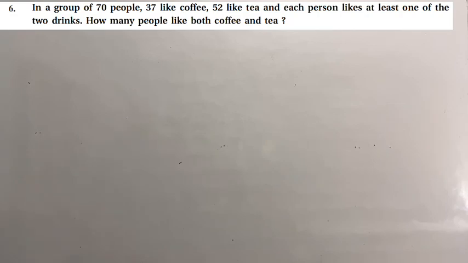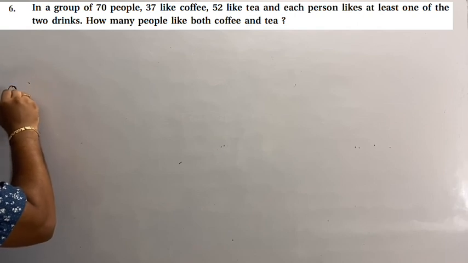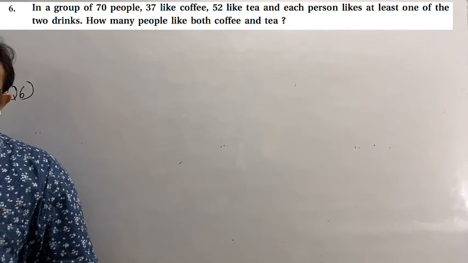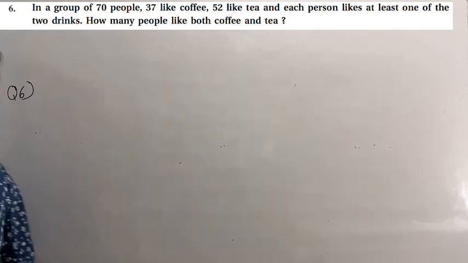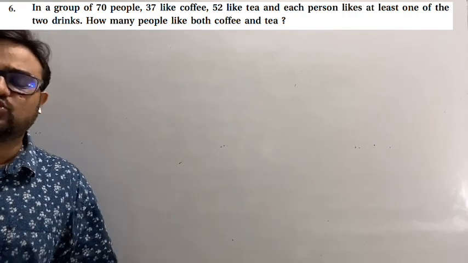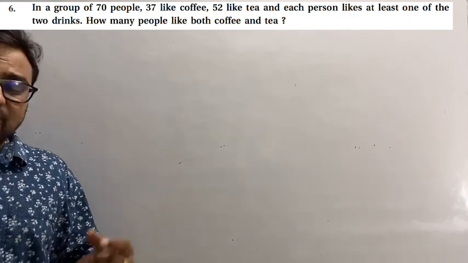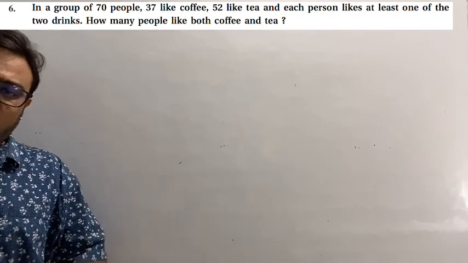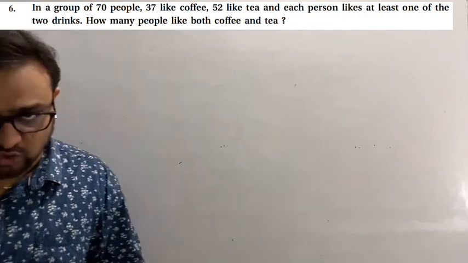Now let's move to question number 6. Now you can see here in question number 6 that there are total 70 people. Out of them, 37 like coffee, 52 like tea, and each one of them likes at least one of the two. Means there is not a single person who dislikes both, either coffee or tea or both.